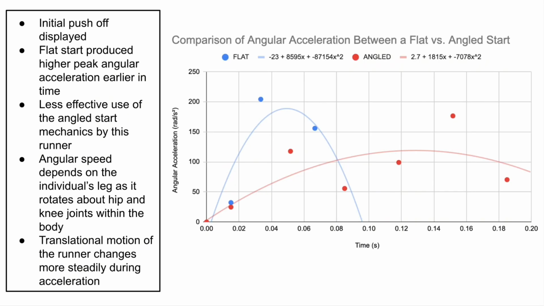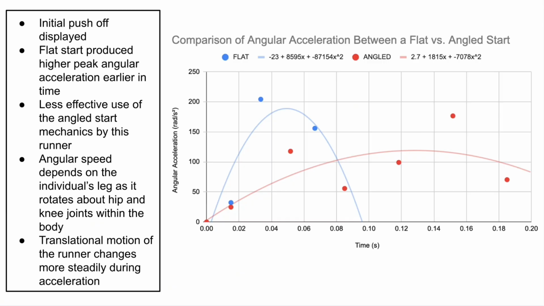So this is a graph showing the comparison of the angular acceleration between a flat versus angled start for Will, our first runner that we displayed. All three runners showed similar results in their angular acceleration, given that their flat was actually a little bit higher than their angled. And that is just shown because the flat start produced a higher peak of angular acceleration earlier in time. This could be accounted for by many different factors.